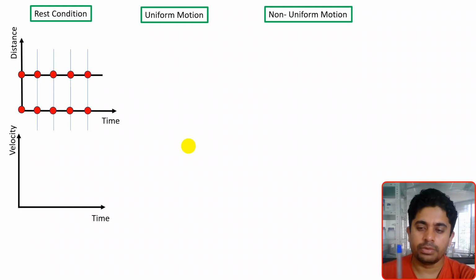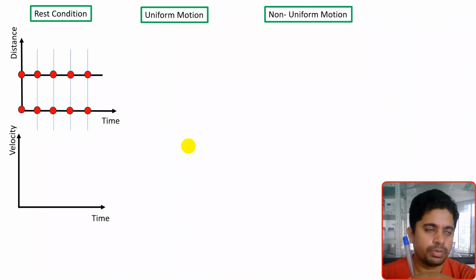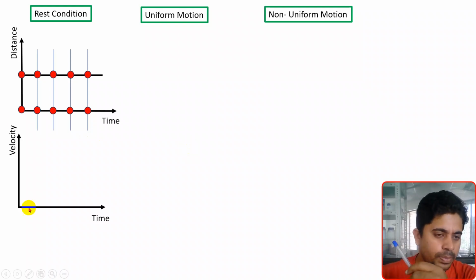So what does it mean? Even though time is progressing, the velocity of this object is not changing at all. It is zero. Initially it is zero, and finally also it will be the same. It will be zero only.